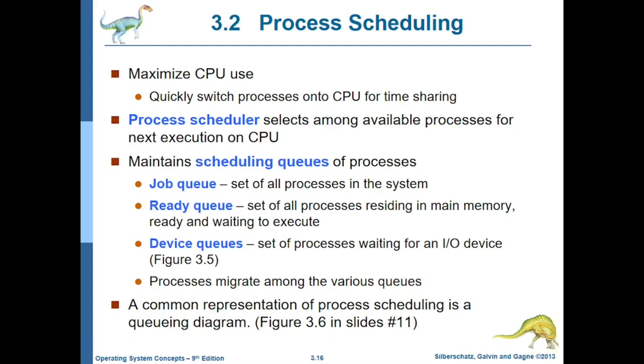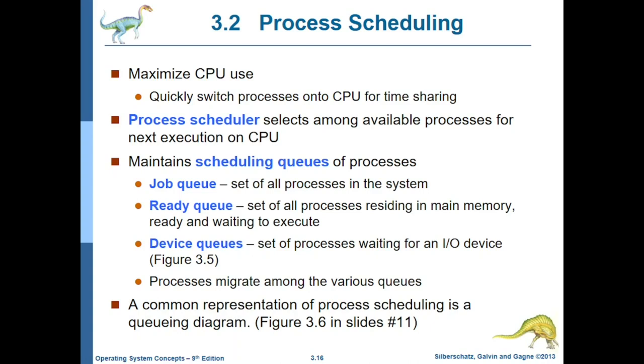The first queue is the job queue, which contains all the processes that exist in the system. A process is created when a program is executed, and it is removed when it terminates, when it finishes its execution, or when it is killed by another process or by the user.